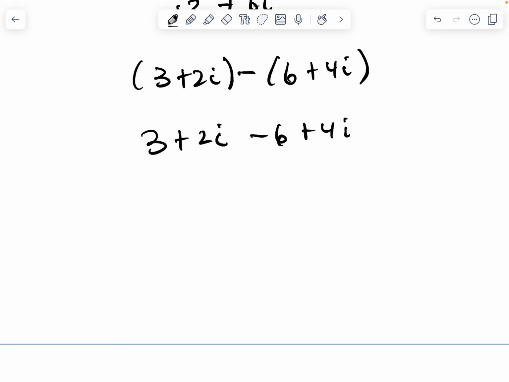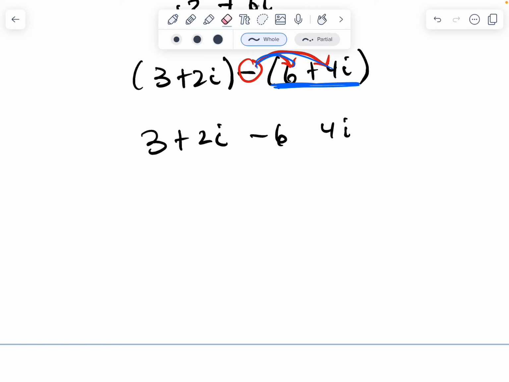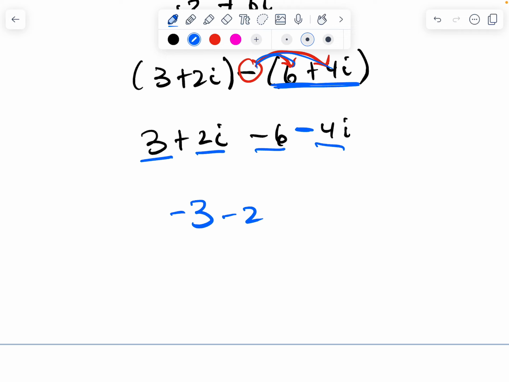Now it turns out that that minus right here, that minus applies not just to the 6, but to the 4i. It's because we're not just subtracting 6, we're subtracting away 6 plus 4i. We're subtracting both of those things. So instead of a plus here, we got to get rid of that plus and replace it with a minus. And once you remember that, you should be good to go. So 3 minus 6 is -3, 2i minus 4i is -2i.